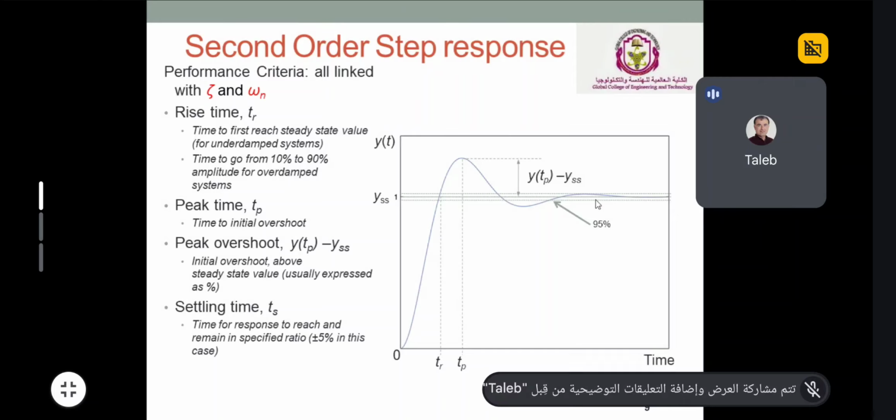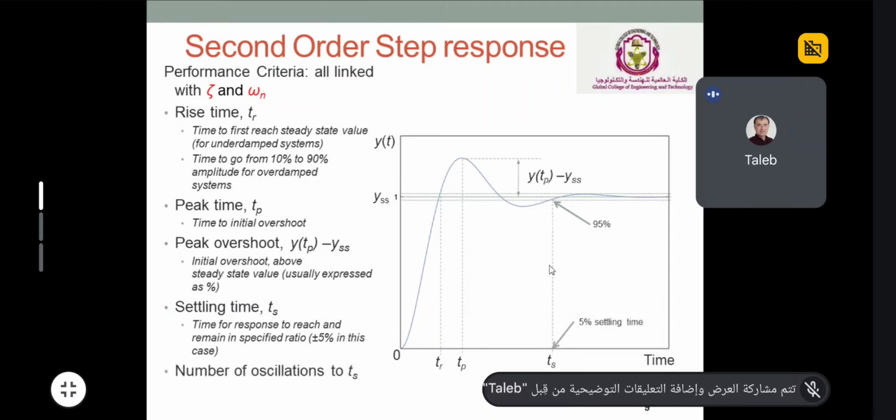95%. When it reaches 95% of the final value, we call that point of time settling time. It is the time for the response to reach and remain within a specific ratio, within 5% in this case, or 95% of the final value. So 5% means very close to that final value. 95% means from the 0 point, the ground, to that level. How long it takes to reach that point is called settling time.